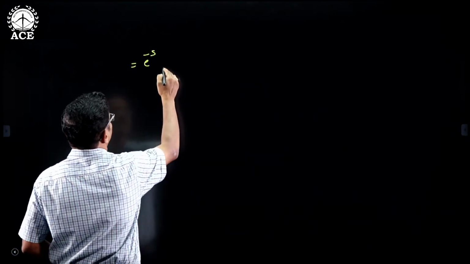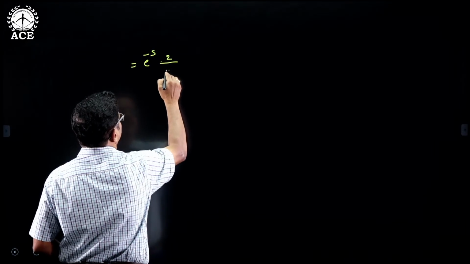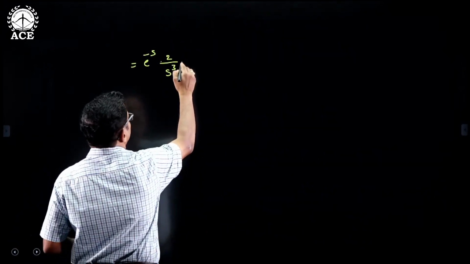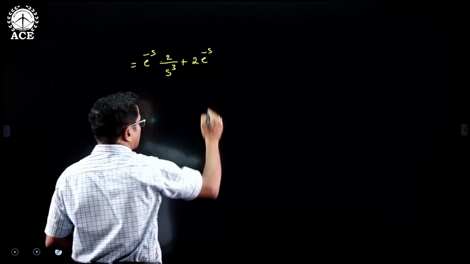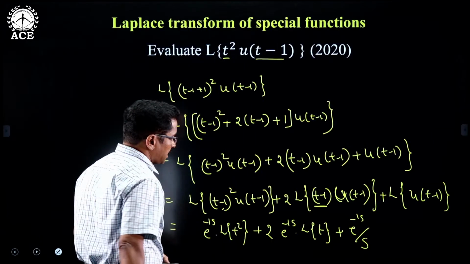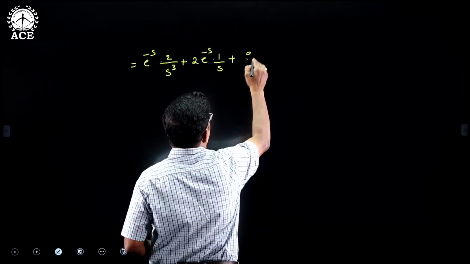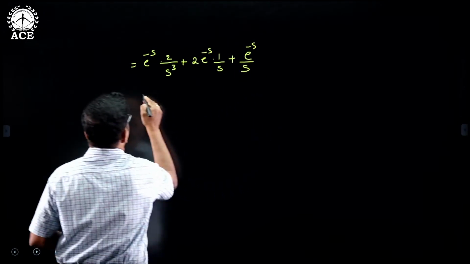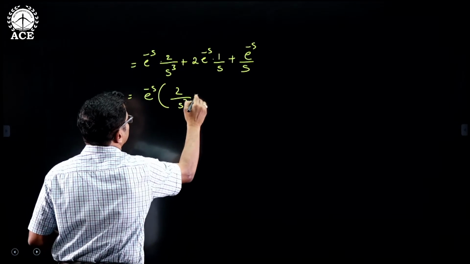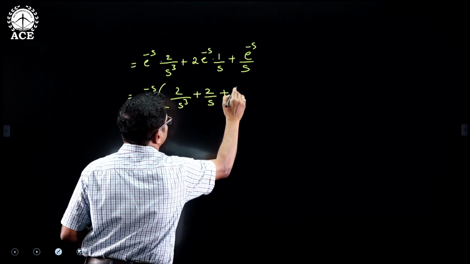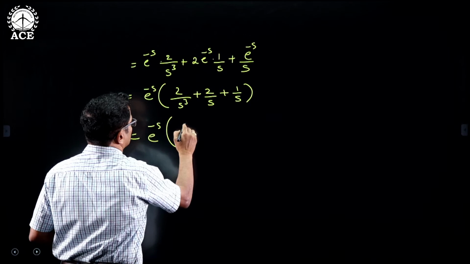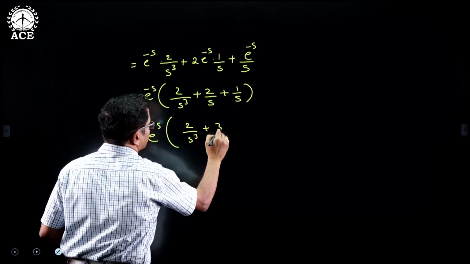So L of t square means 2 by s cube. Laplace transform of t square is 2 by s cube. So plus 2 into e power minus s into L of t, which is 1 by s, plus e power minus s by s. Okay. So you can take e power minus s common, then 2 by s cube plus 2 by s plus 1 by s, which is equals to e power minus s into 2 by s cube plus 3 by s.